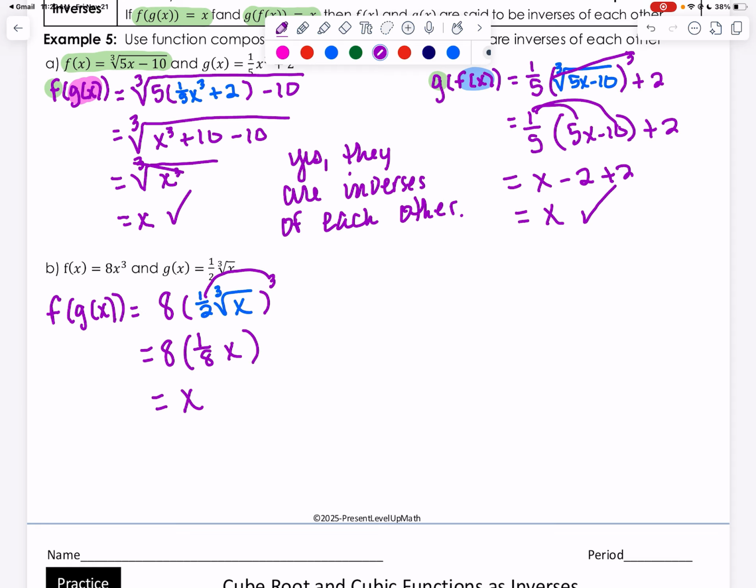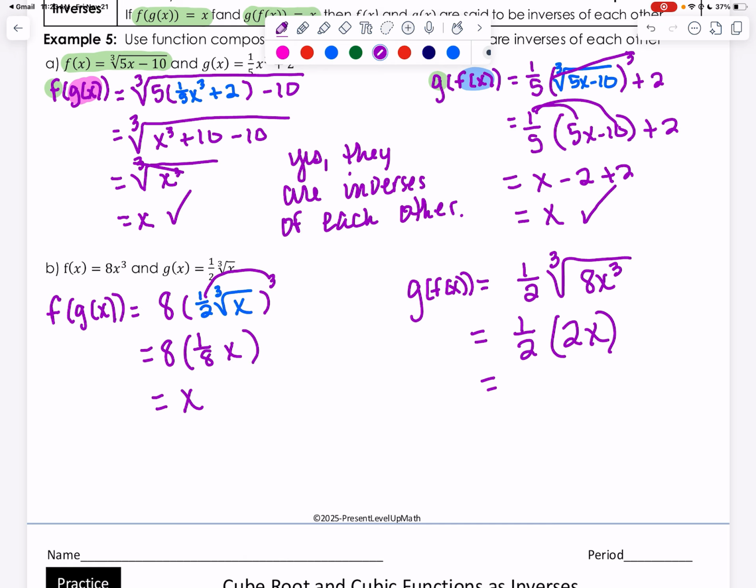All right. Now let's find g of f of x. So I will write down my function, 1/2 times the cube root of x. But instead of x, I'm going to plug in 8x cubed. So 1/2 times the cube root of 8 is 2, and the cube root of x cubed is just x. So the cube root of 8x cubed is simply 2x. Then you'll multiply those together. 1/2 times 2x is just x. So we got an x there and an x there.